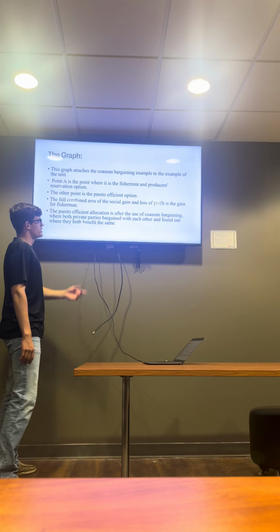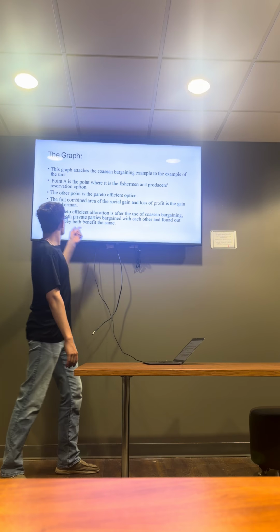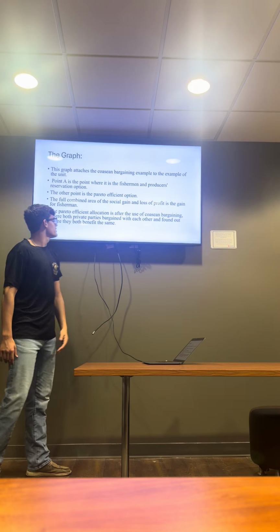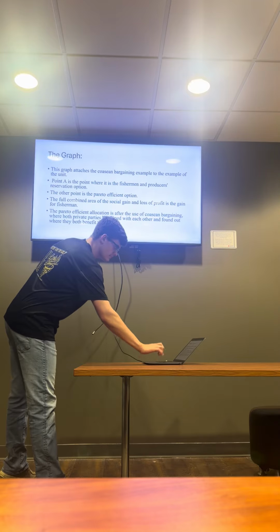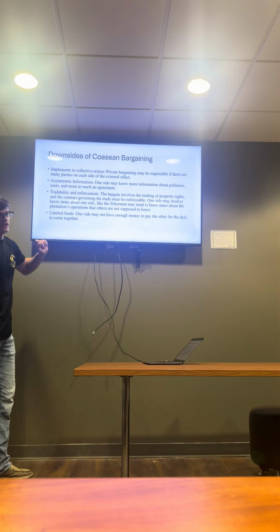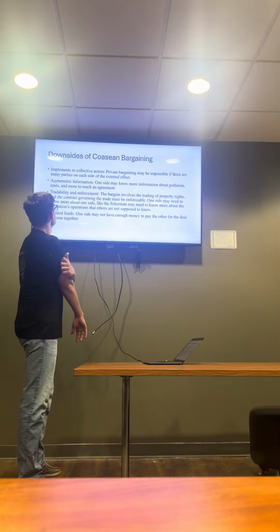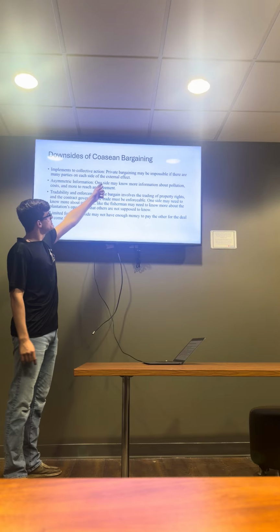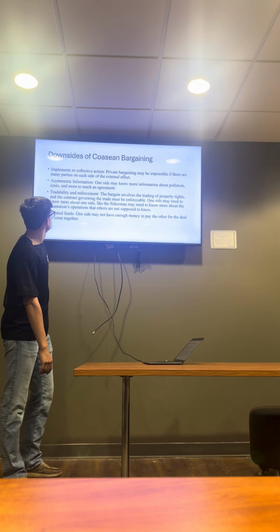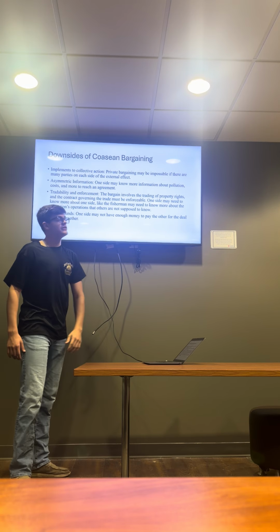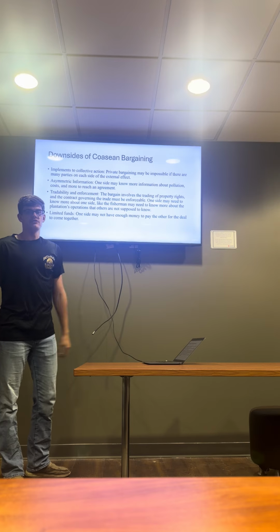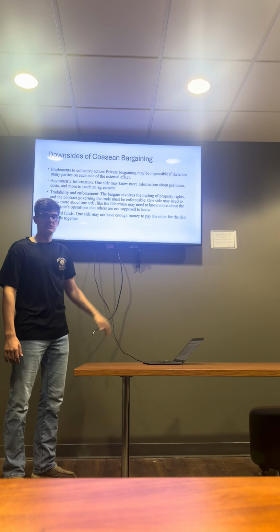The Pareto efficient point comes after the use of Coase bargaining, where both private parties bargained with each other and found out where they both benefit the same way. Now, there are also downsides to Coase bargaining. One is the impediment to collective action. Private bargaining may be impossible if there are many parties on each side of the external effect. We have asymmetric information. One side may know more information about pollution, costs, and more to reach an agreement.